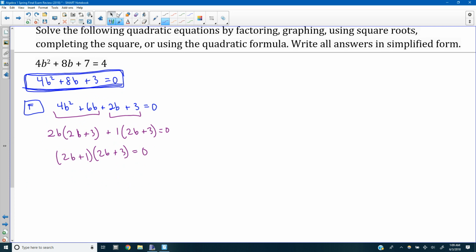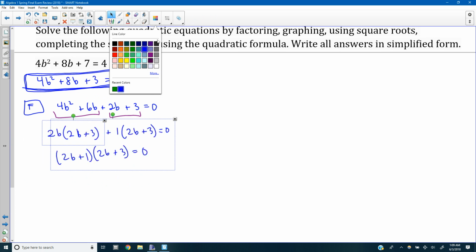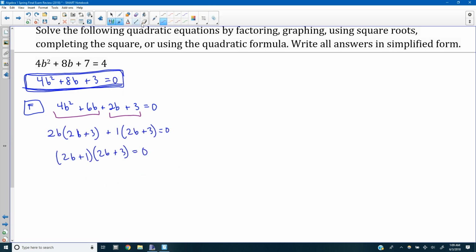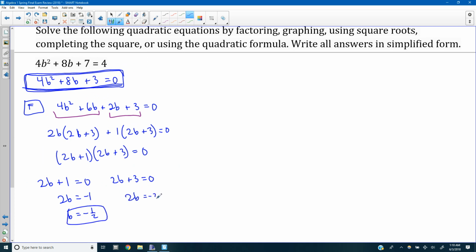Either 2b plus 1 equals 0 or 2b plus 3 equals 0. So let's solve for what b would have to be then. 2b can equal negative 1, so b can equal negative 1/2. Or 2b can equal negative 3, so b can equal negative 3/2. And those are your two answers right there.